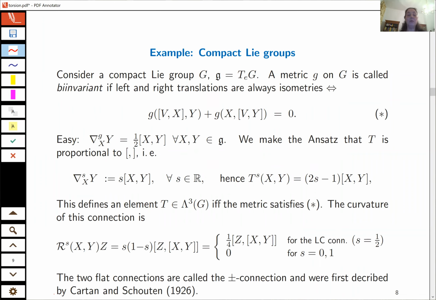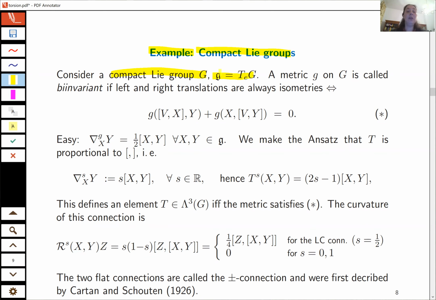Okay. So differential geometry is a theory which basically lives from examples. So I'm a big fan of examples. A good example tells you more than 100 boring theorems. So here comes a key example, actually, compact Lie groups. Okay, so we start with a compact Lie group, G, and denote by script g its tangent space.